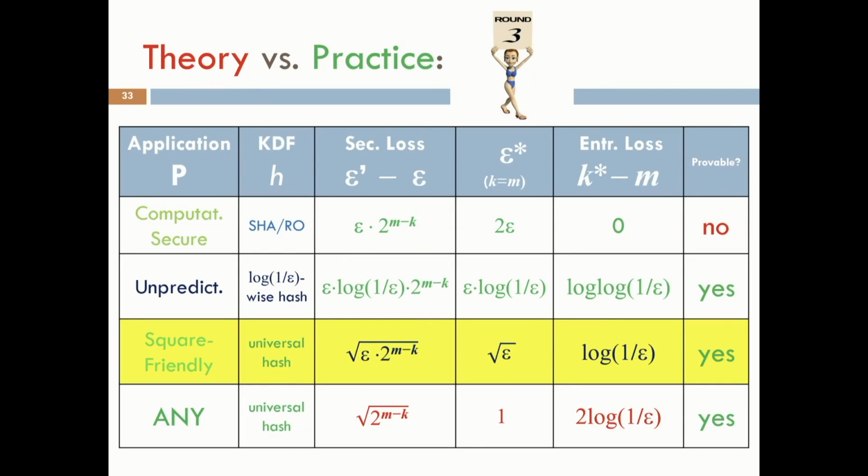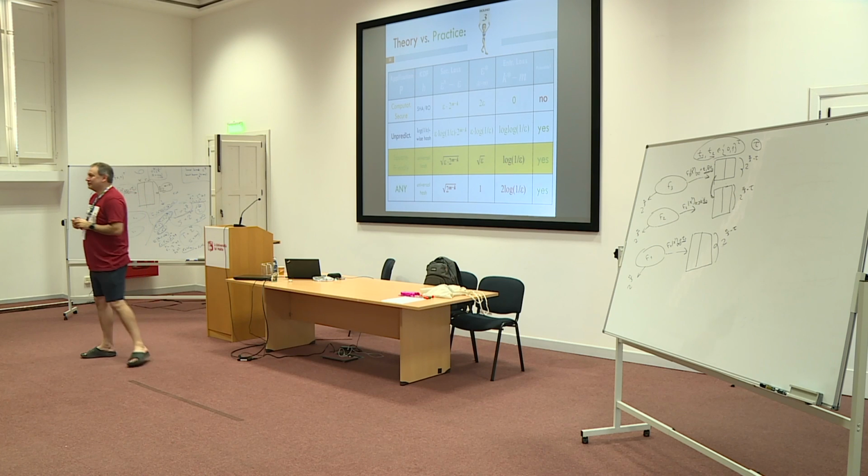If you remember, the leftover hash lemma gave us this, which corresponds to epsilon equals 1, since epsilon is at most 1. But for square-friendly applications, I know that I can actually put epsilon instead of sigma, and I get this bound, and I get this line. So sorry if I rushed it a little bit. I'll take questions.